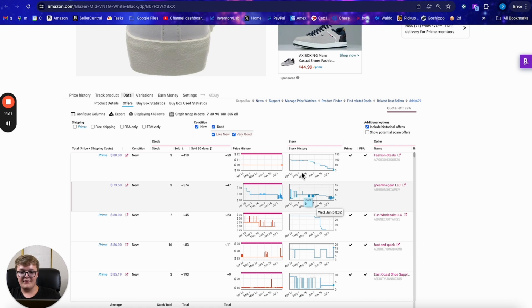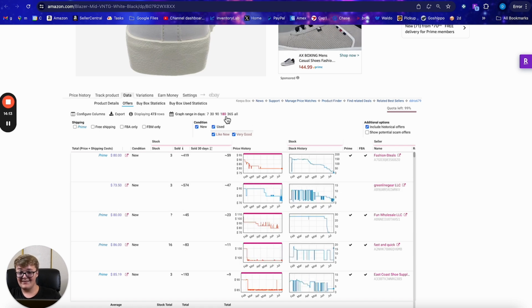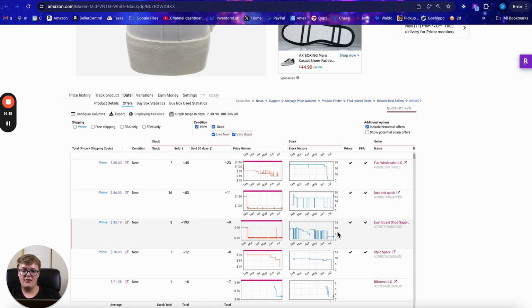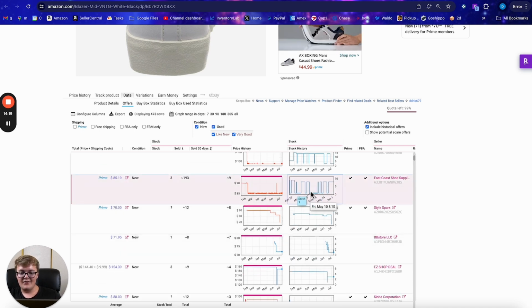So sometimes this can be completely inaccurate, and sometimes it can be the best way to tell how much volume to buy on a listing. Like for this one, for example, the stock count keeps popping in and out. It's probably a glitch, or he's setting order limits and removing them.